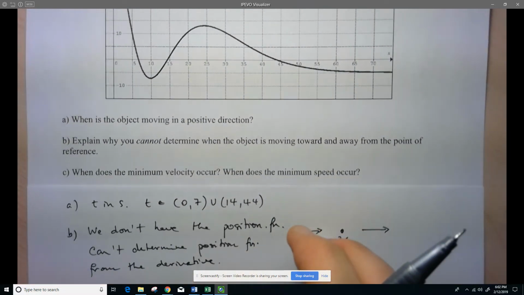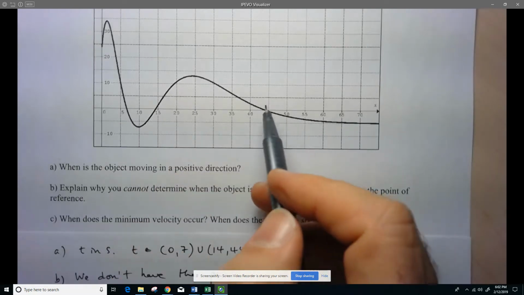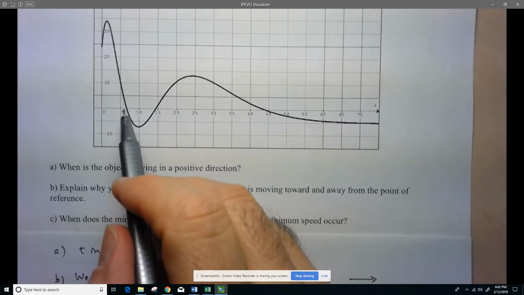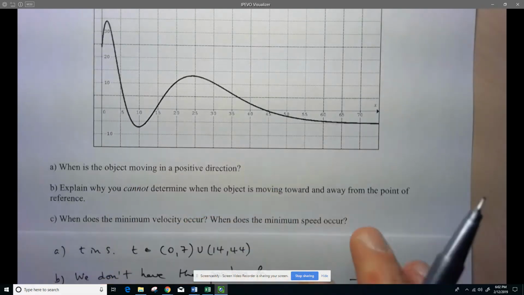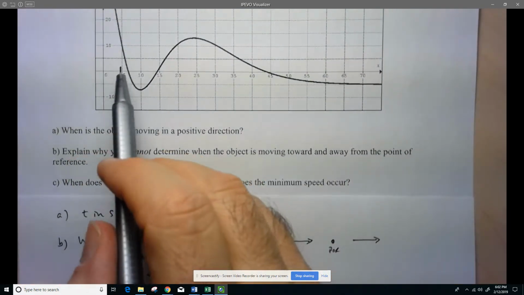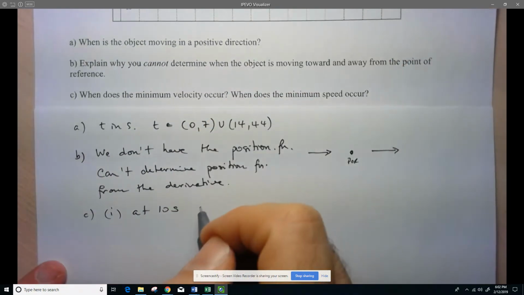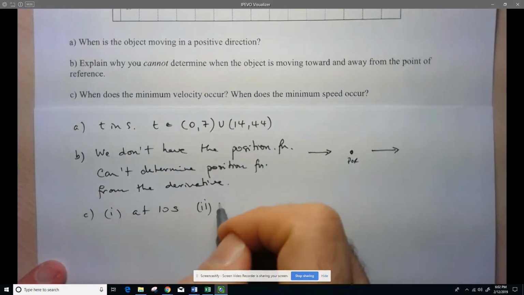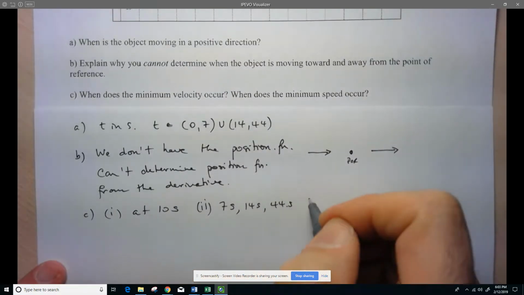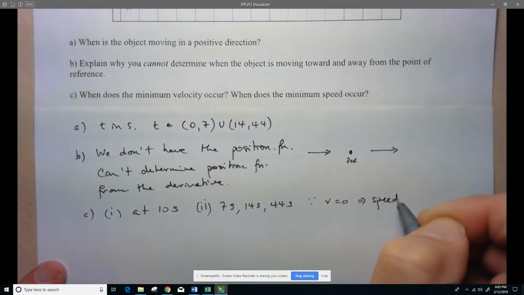But the minimum speed, remember the speed is given by the absolute value of the velocity. So all these negative components get turned into positive components. In the end, you realize the minimum speed is just going to be 0. When the velocity is 0, the speed will be 0. So when is this thing equal to 0? At 7 seconds, at 14 seconds, and at 44 seconds, since the velocity is equal to 0, and so the speed is equal to 0.